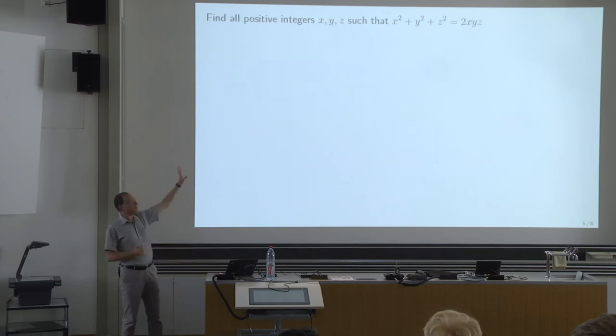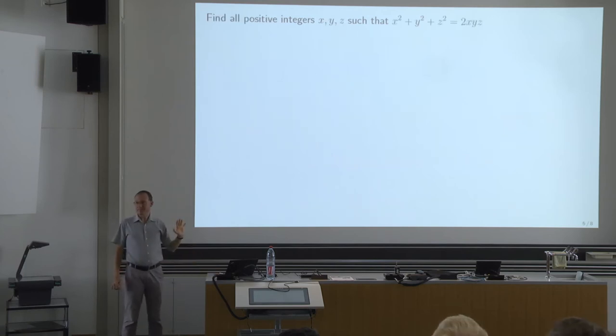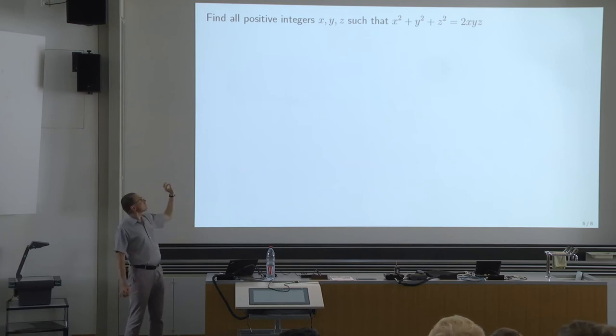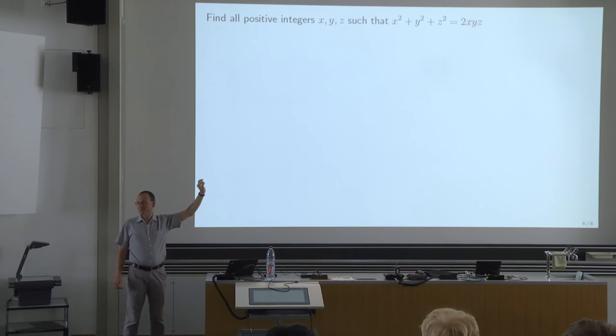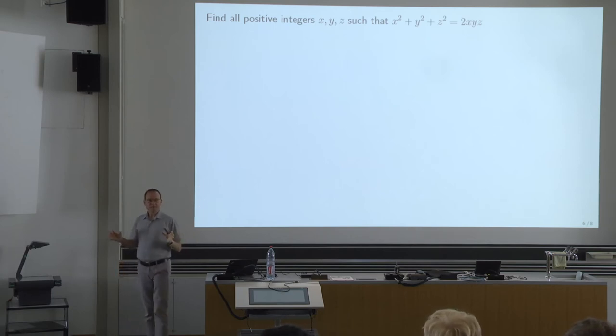Now, finally, let's look at that equation. Find all positive integers x, y, and z. These are your three unknowns, x, y, and z, which satisfy this equation: x squared plus y squared plus z squared equals 2 times x, y, z. Find all positive integers which are related by this equation.